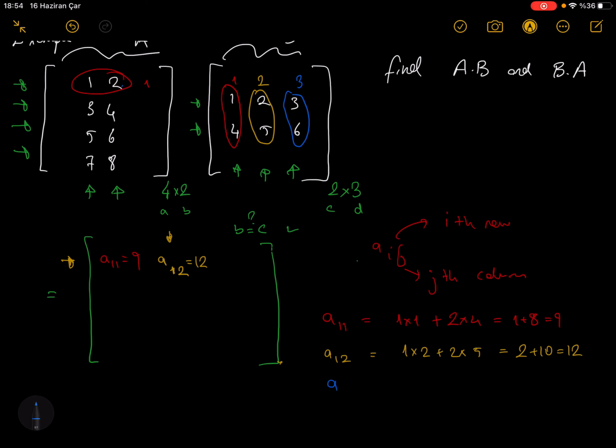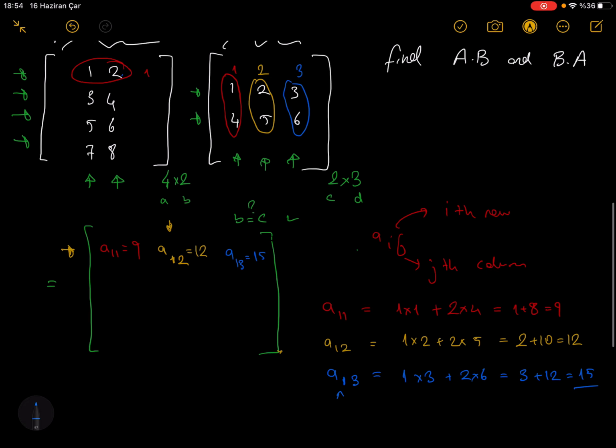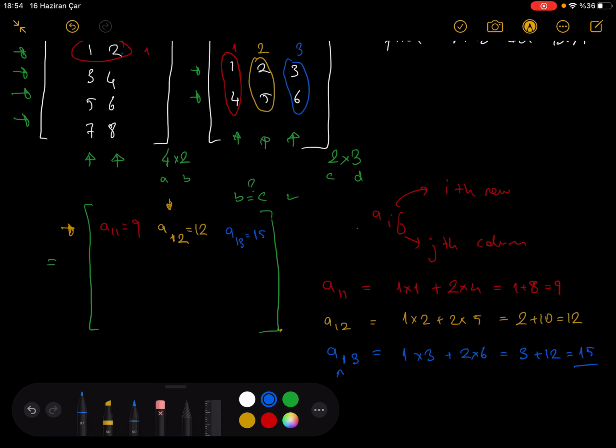So what is its corresponding cell position in our resulting matrix? We are in the first row. That's correct. First, and we are in the third column. So this is 1 times 3 plus 2 times 6, which is 3 plus 12, resulting in 15. So let me write it in a more formal way. This is the 15.